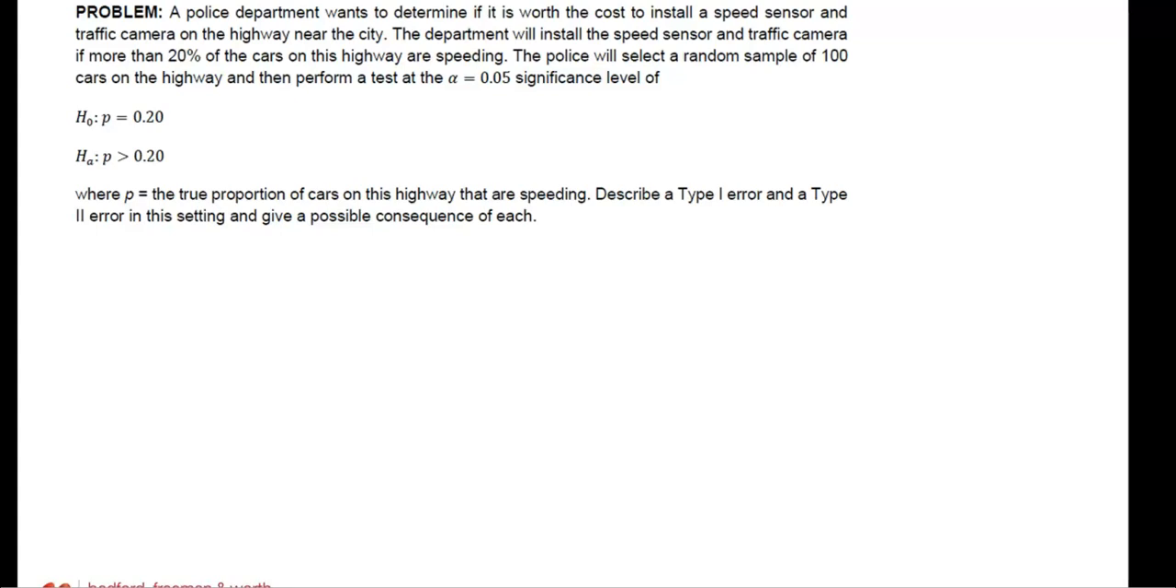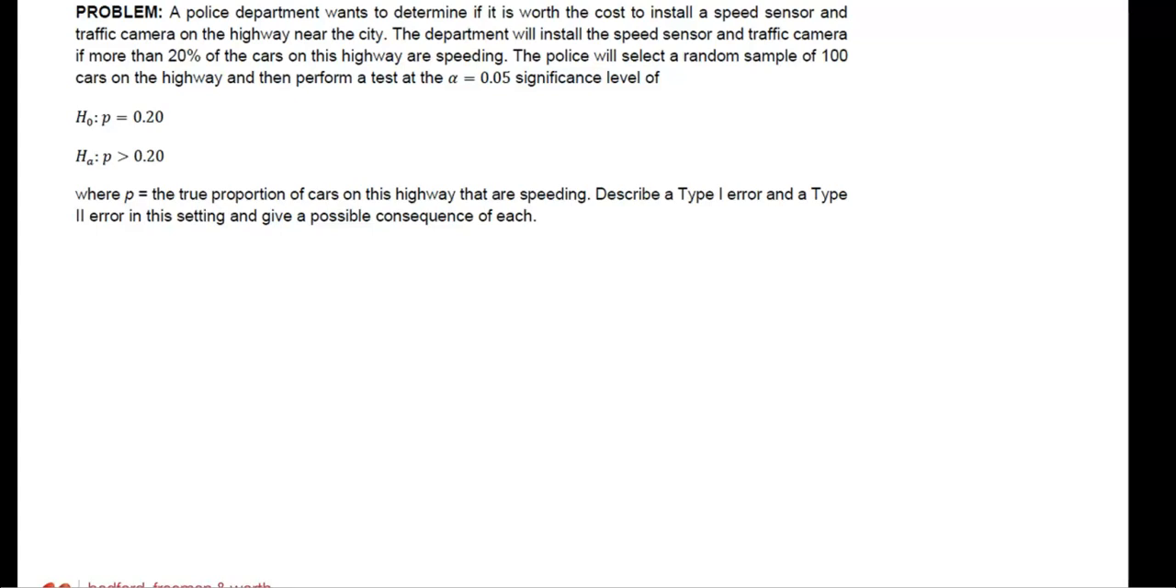A police department wants to determine if it's worth the cost to install a speed sensor and a traffic camera on a highway near the city. The department will install speed sensors and traffic cameras if more than 20% of the cars on the highway are speeding. They select a random sample, and it's tested at the 5% level. So p is 0.2, and they think it's greater. They think more than 20% are speeding, so it's greater.